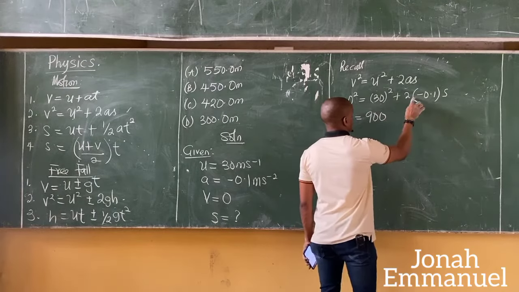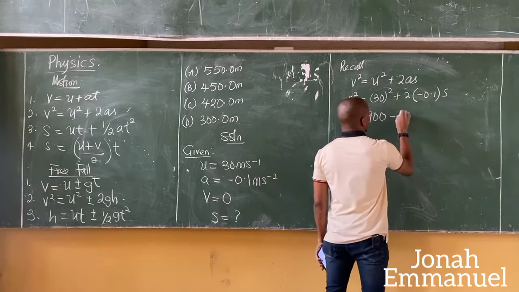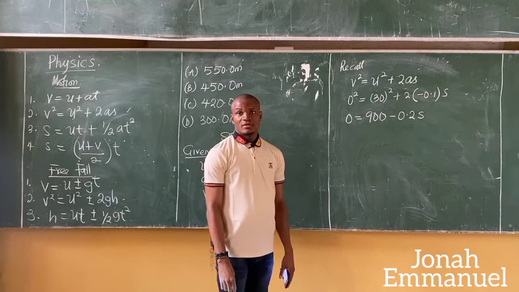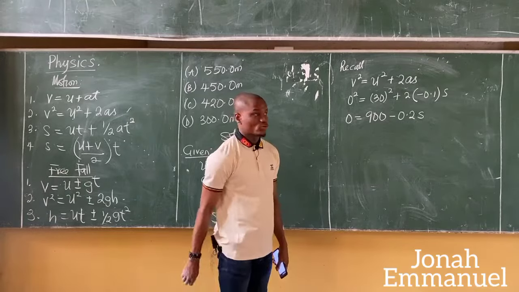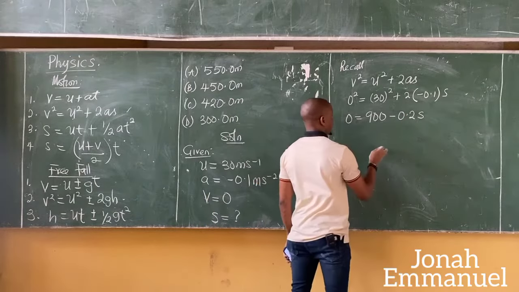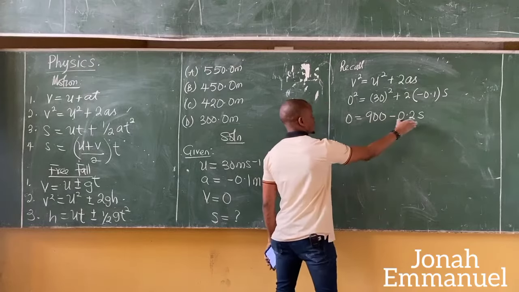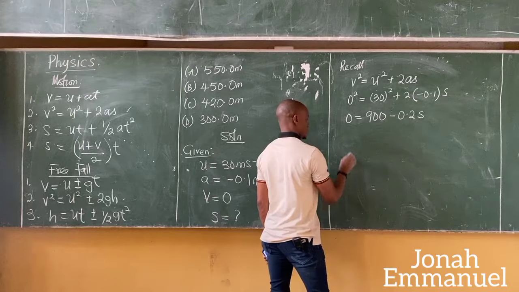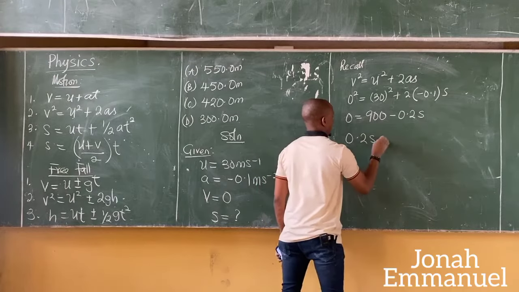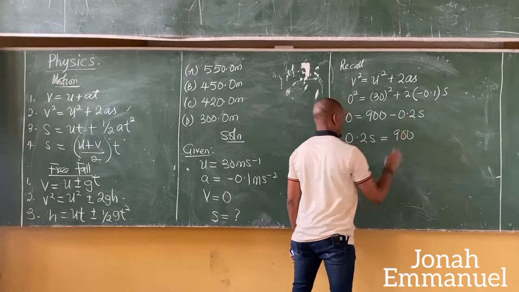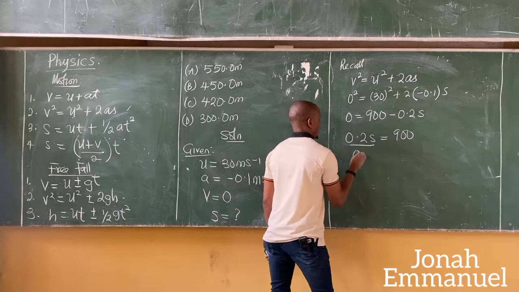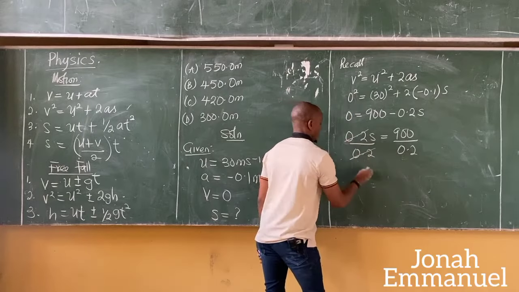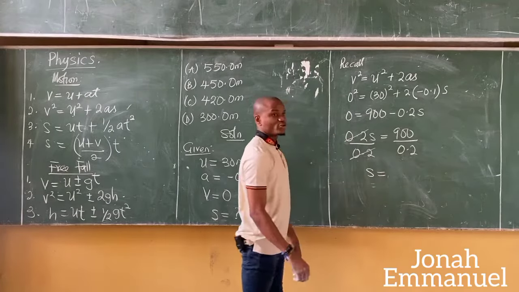900 plus 2 times minus 0.1x. So 2 times 0.1 gives you minus 0.2x. Right? So you can punch that if you want to. Next up, move this one over here. This is minus because of there. Plus. So 0.2x is equal to 900. Divide by 0.2, this cancels this. X equal to 900 over 0.2.